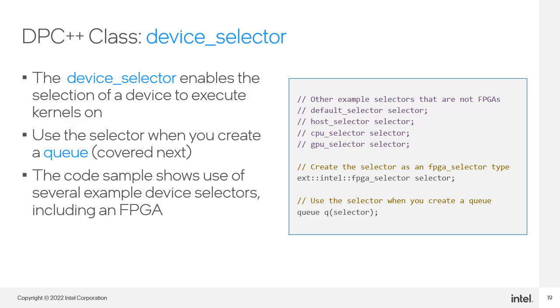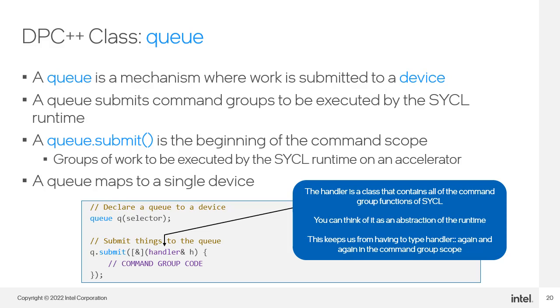Next, we will take a look at the queue class. Another DPC++ class is the queue class. It is the line of communication between the host and the device. It is a mechanism where work is submitted to a device. The queue submits command groups to be executed by the SYCL runtime.